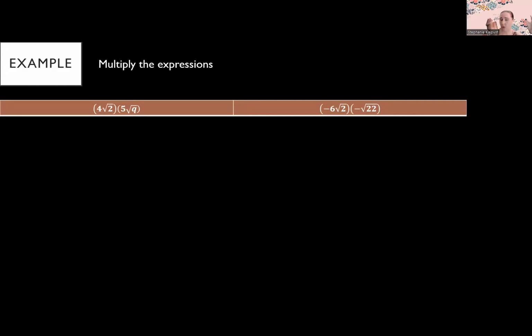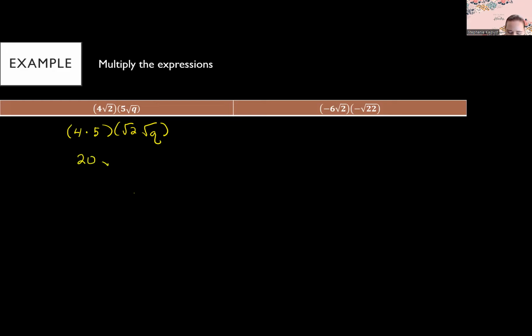We rearrange it so that the whole number parts, the parts that are outside of the radical, get multiplied together. And then the things that are inside the radical get multiplied together. So instead of 4 square root of 2 times 5 square root of q, you rearrange it so that you have 4 times 5, and then your square root of 2 times the square root of q. So we're just using the commutative property and then the associative property to rearrange what's in parentheses here. So you're multiplying your whole number parts and then you multiply your radical parts. So 4 times 5 is 20.